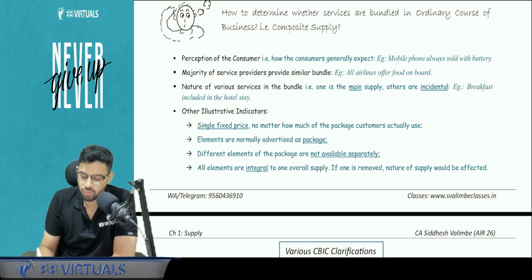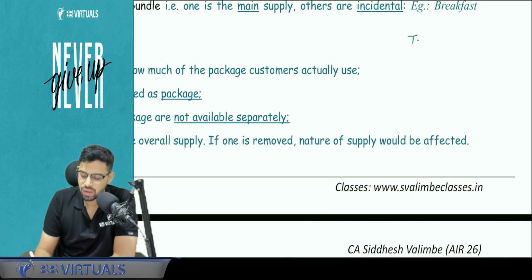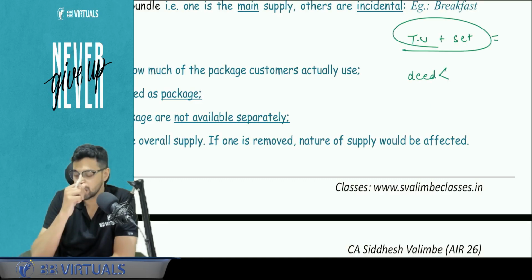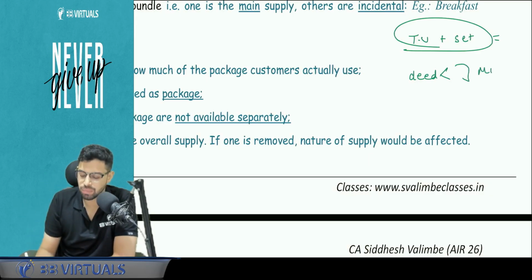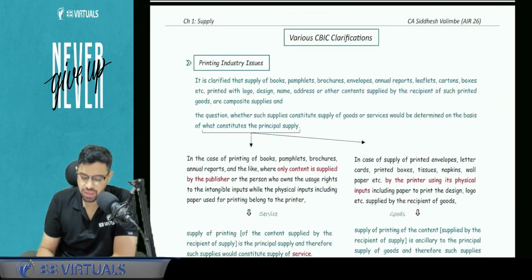For example, a TV plus a TV mounting set on which the TV is hung: this is a composite supply. Another example is a single rent deed for commercial as well as residential property. This is a mixed supply. Clear? So you will have a fair idea seeing the facts of the cases.